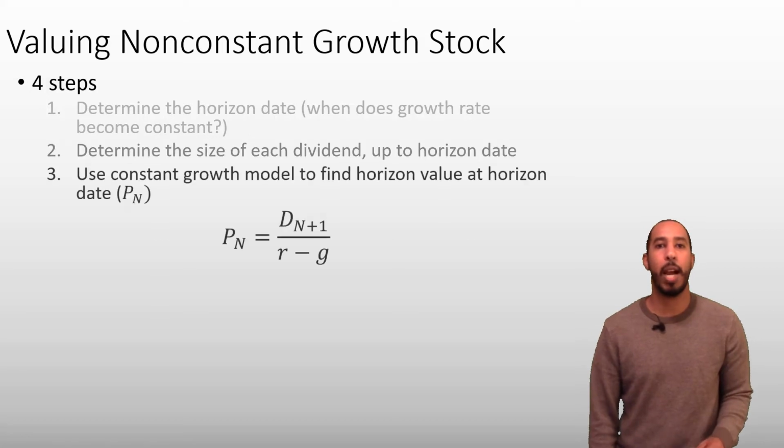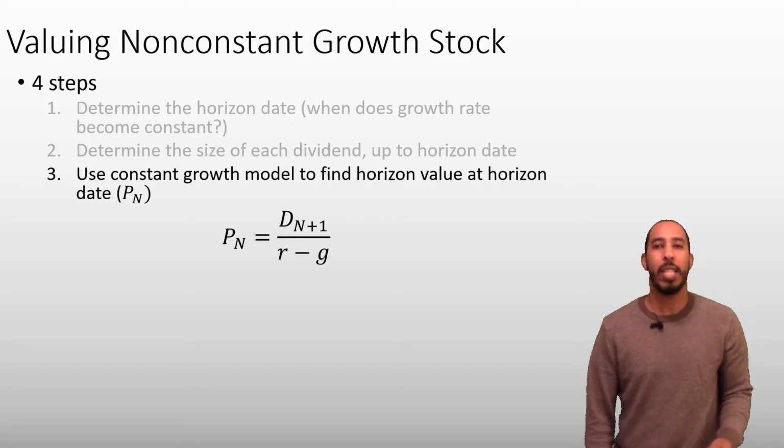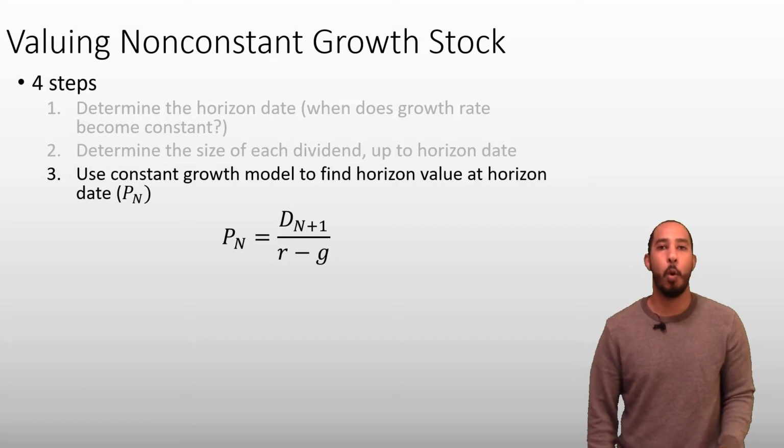Third, we can apply the constant growth model at the horizon date to find the horizon value of the stock at that date. The reason we can do this is because at this point we meet the requirements to use the constant growth model. The growth rate of dividends will be constant, and the required return, R, will be greater than that constant growth rate, G. This will become more clear once we look at an example.